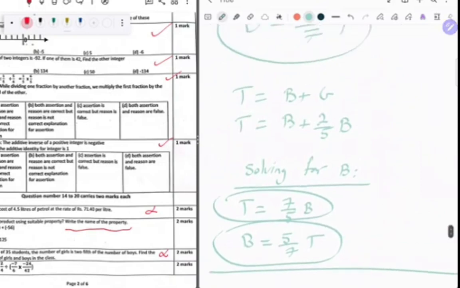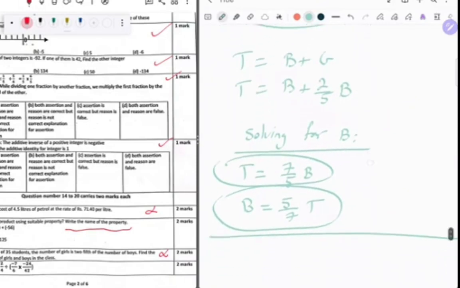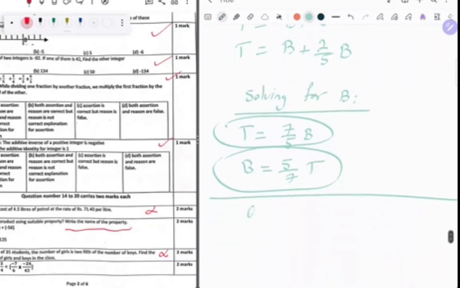I need to focus. T is equal to b plus g. T is equal to b plus 2/5b. T is equal to 7/5b. B is equal to 5/7t. Substituting back into the equation for g, g is equal to 2/5.